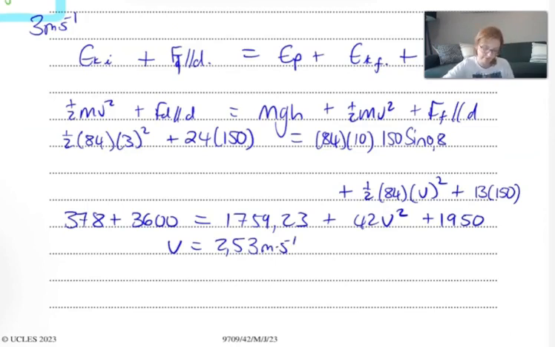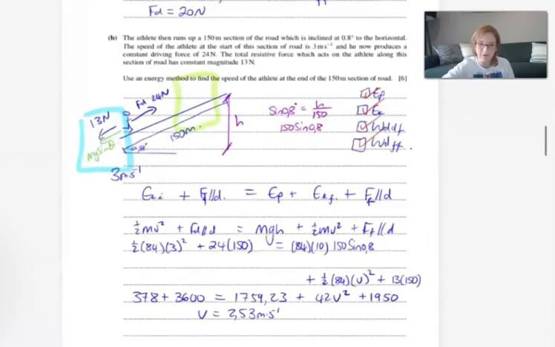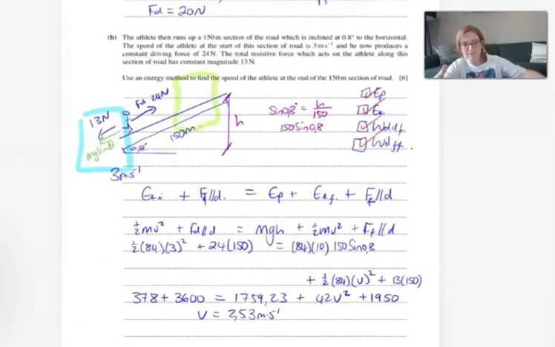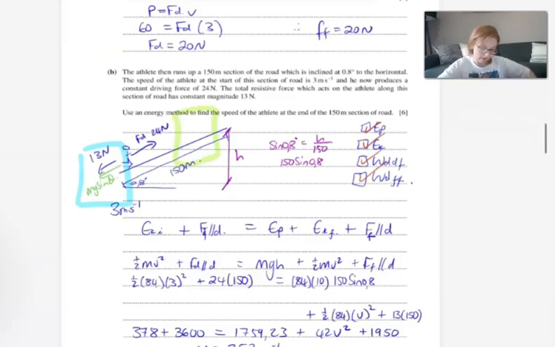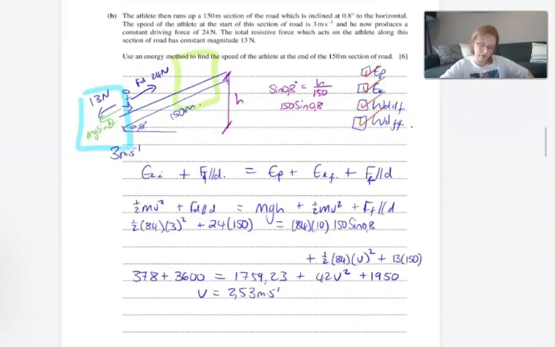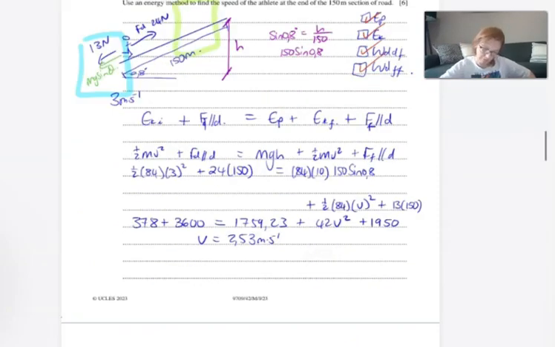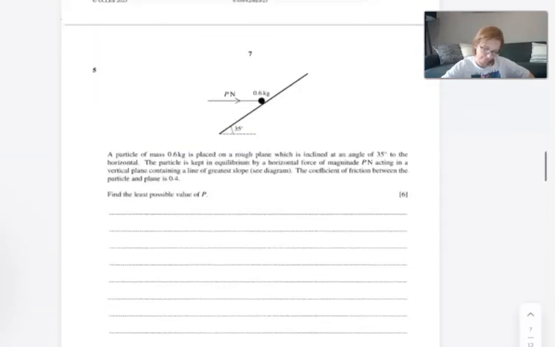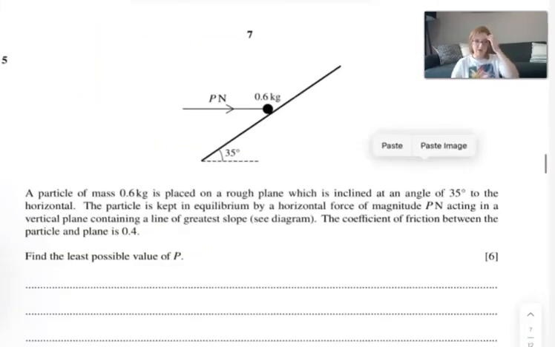All right. So I'm glad that we could practice another energy question. I personally feel like this works all the time, but it does take some practice to know what's going where. Okay. Let's jump right into question number 5.